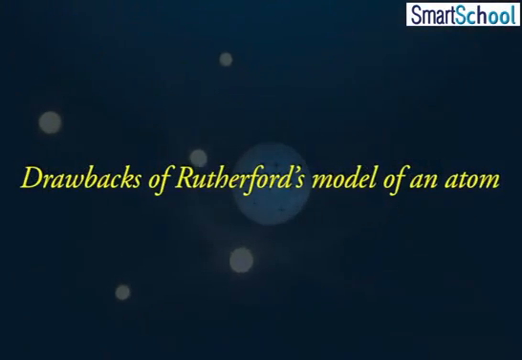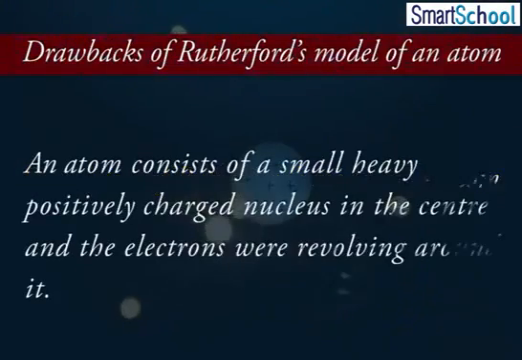Drawback of Rutherford's model of an atom. According to Rutherford's model, an atom consists of a small, heavy, positively charged nucleus in the center, and the electrons were revolving around it.